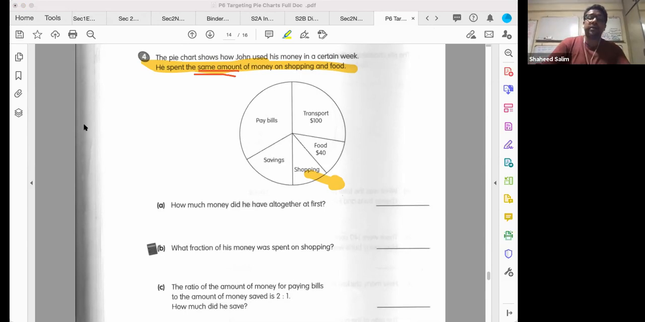Congratulations, Miss Zahira. Okay, Zahira is correct. So I'm just going to show, this is $40. So Zahira knows this is half. 100 plus 40 plus 40 is 180. $180 is half. The other half is also 180. So you times by 2, you get $360 for the first one. What fraction of his money was spent on shopping? As a fraction. Shopping.